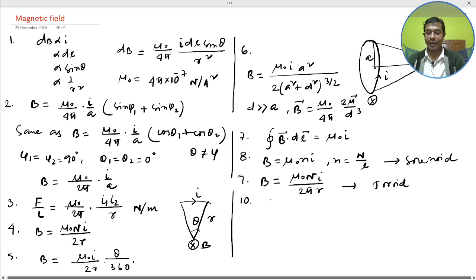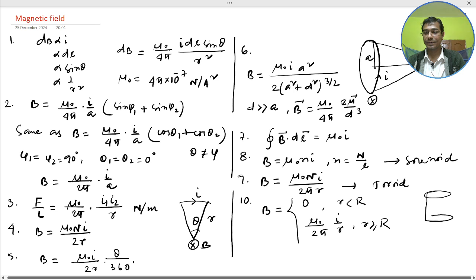Next one, field due to an infinite current carrying hollow cylinder. For an infinite current carrying hollow cylinder, B would become 0 when r is less than capital R, and mu naught I by 2 pi r when r is greater than or equal to capital R, where capital R is the cylinder radius and r means the point where we find the magnetic field, and the graph would look like this type of graph.